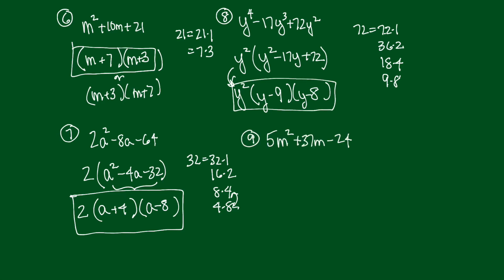Now, number 9, when I look through here, there's nothing in common, right? I got a 5 and a 37 and a 24. There's no number that goes into all of those evenly. And I got m's here, but no m's here.